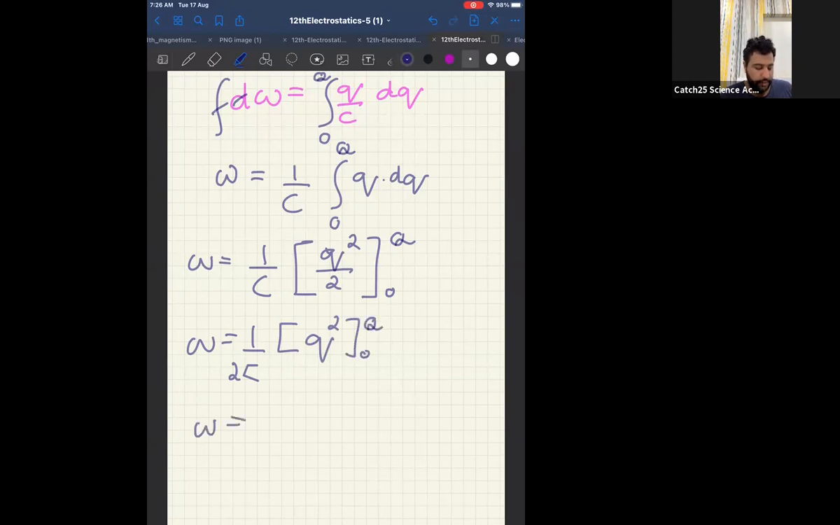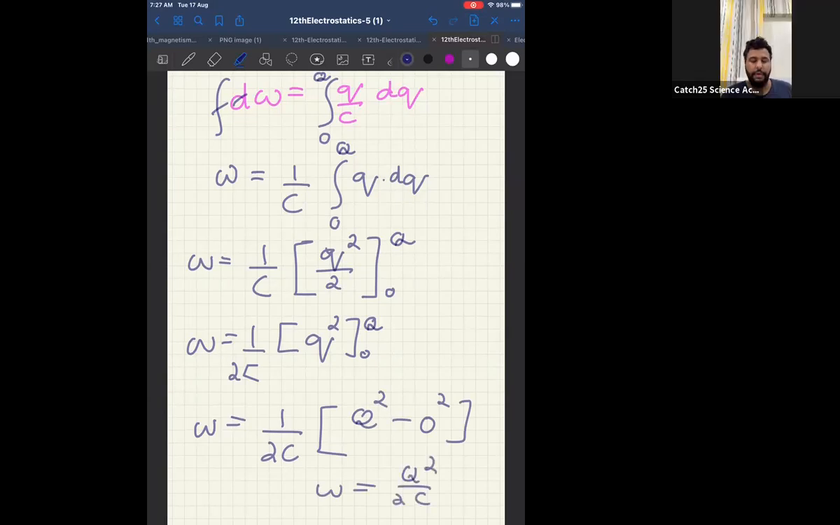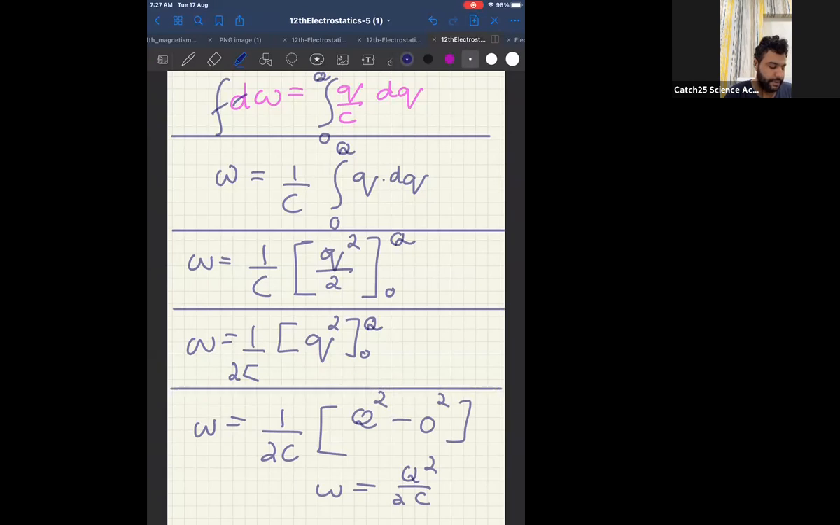Or W is equal to 1 by 2C, Q square minus 0 square. Therefore, Q square by 2C. This is one of the formulas, but not the final formula. So make a note till here. I want all of you to understand every step that I have done. This was the last step of the first page. Tell me if you have understood all the steps. Pure integration, nothing else. Come till this step, W is equal to Q square by 2C.